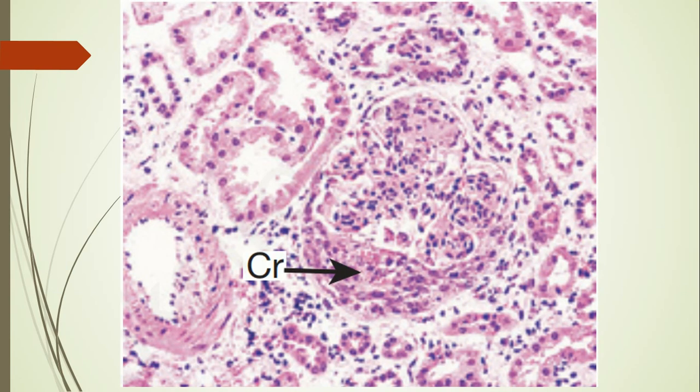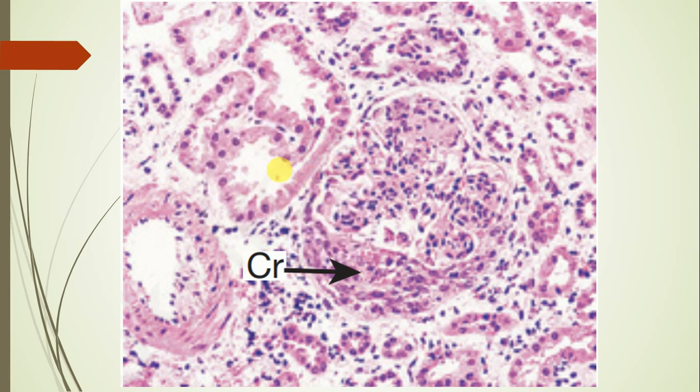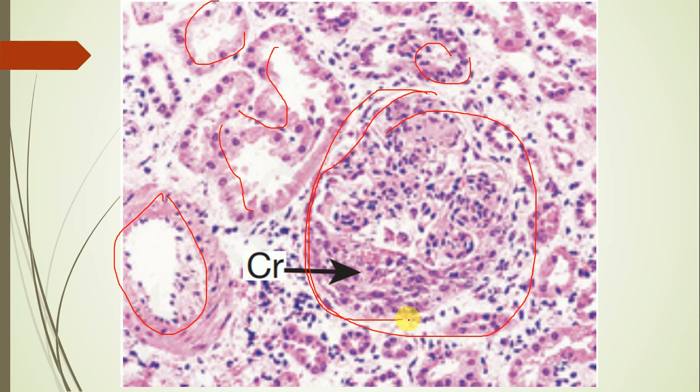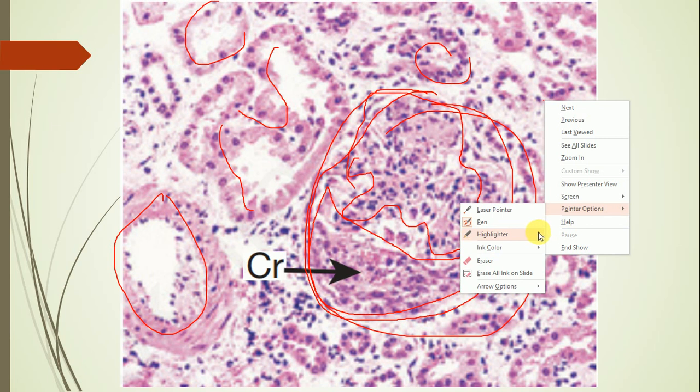So this is a gross biopsy specimen from the patient, and if we want to highlight the important features, those are the tubules. This is a glomerulus. So not a single glomerulus actually. This is an area with Bowman's capsule, and those are the glomerular capillaries. And this is actually a crescent. If we want to highlight in another color, we can do that this way.